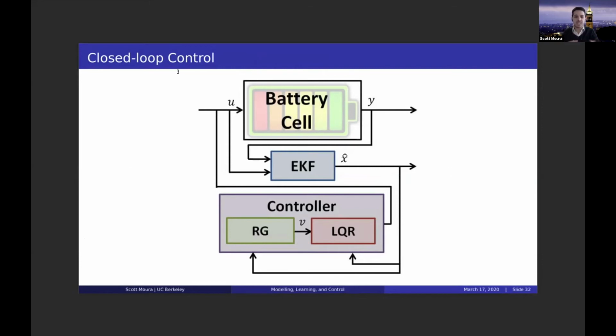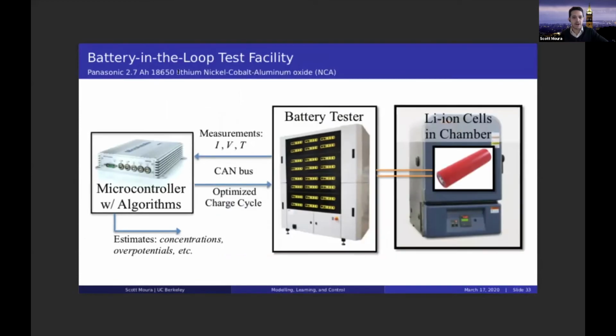And we did these closed loop experiments inside our lab. So here's a description of our lab here, where the Kalman filters that estimate the states, the controller, the reference governor, are all embedded in this microcontroller. We have the battery tester, which is charging and discharging the cells inside an environmental chamber, measuring current, voltage and temperature. We're using that to estimate internal states. It's then optimizing the charge cycle based off this reference governor approach.